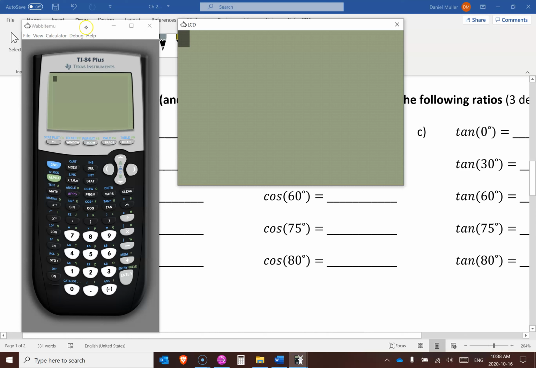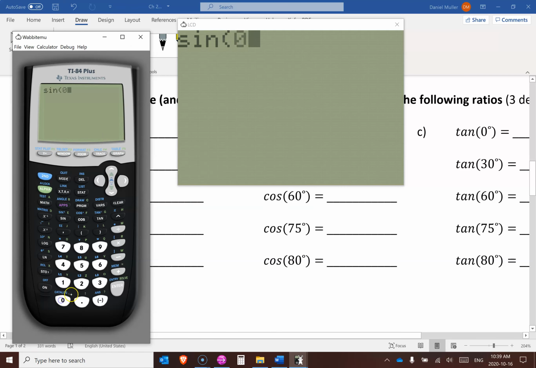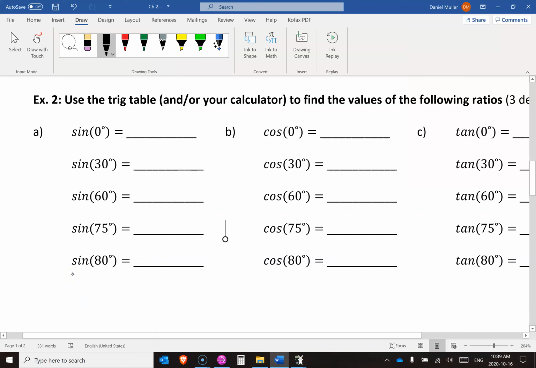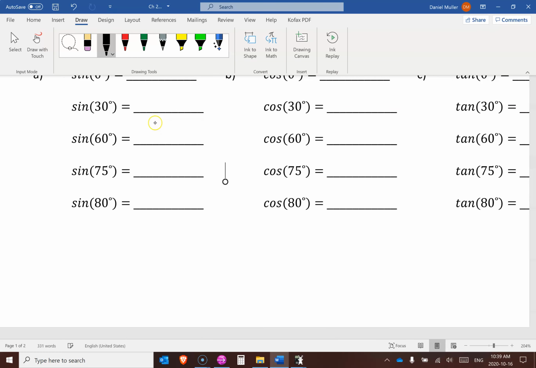So the first one was sine. So there's usually a button here with sine. If it has a bracket, it opens up, great. If not, you can sometimes put a bracket, though it's not always necessary. And then it says sine of 0. So you can put in 0, close the bracket, and hit enter, and you get 0. So then you can go back here. Sine of 0 is 0.